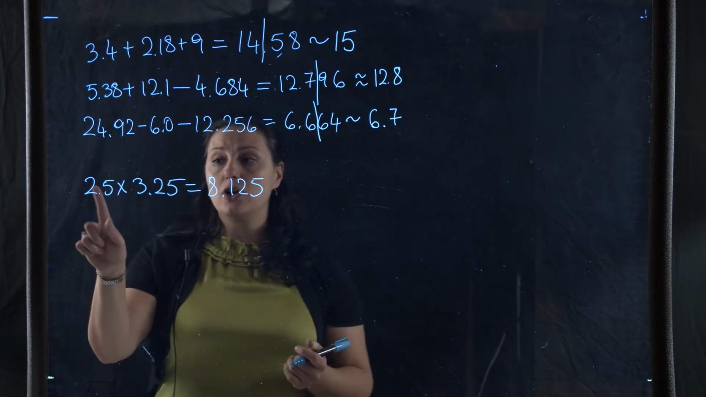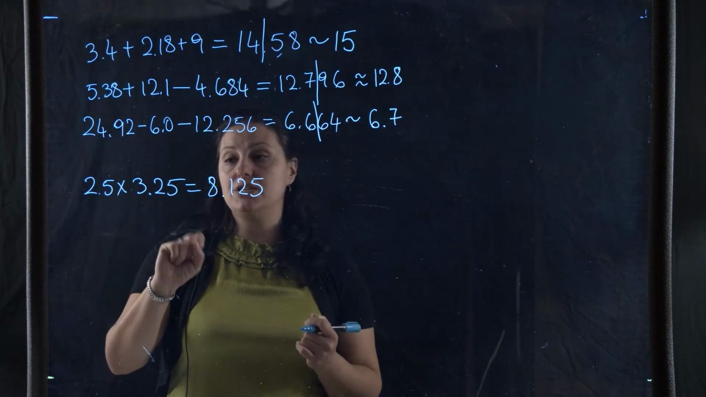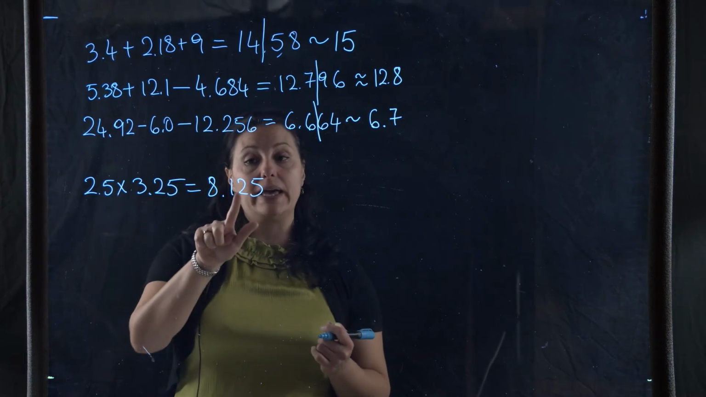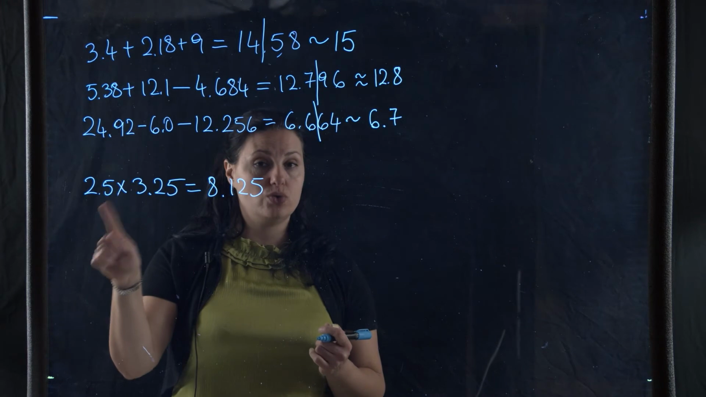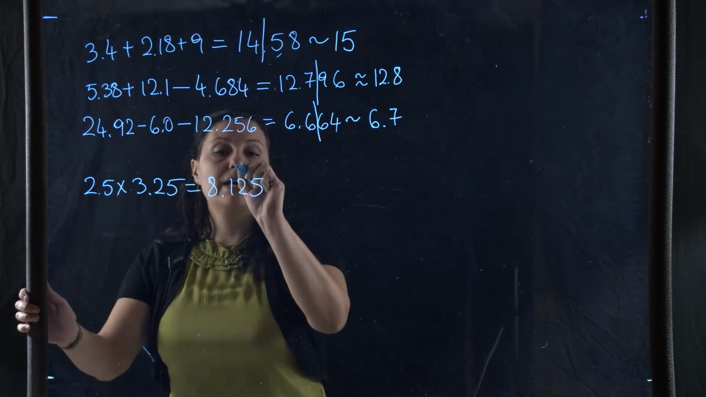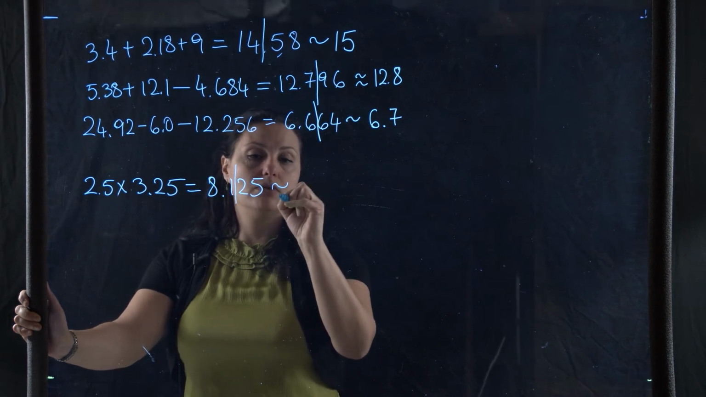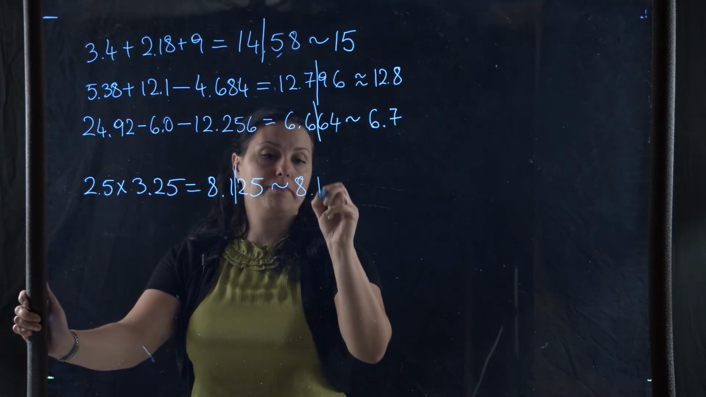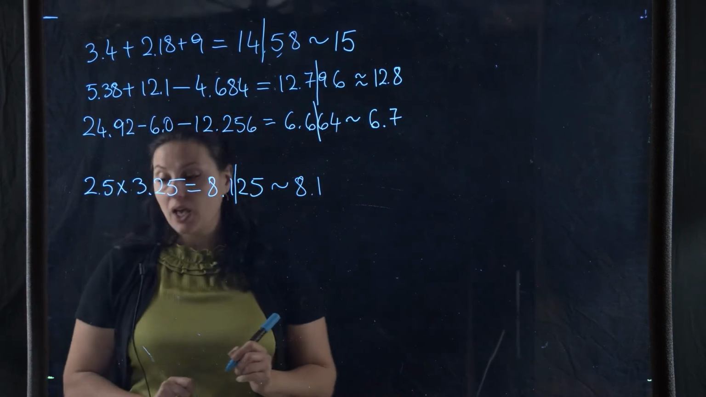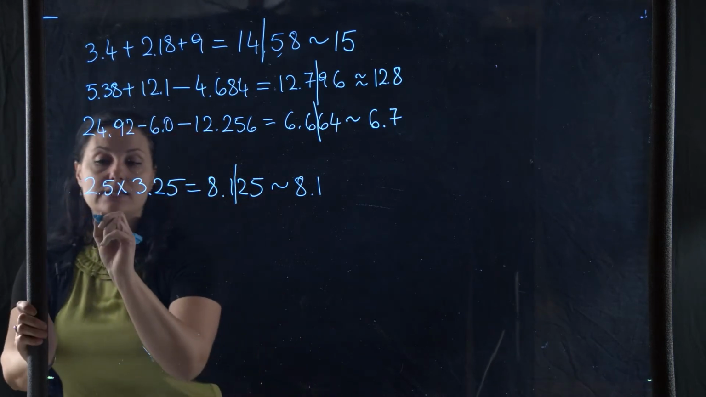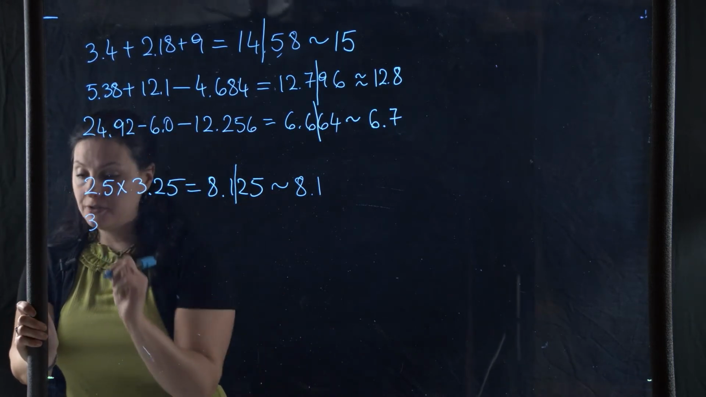So for this here, this number has 2 significant digits. This number has 3. So my answer needs to have only 2 significant digits. So it will be cut off right here. And because this is a 2, I can round it to 8.1. And that should be my answer. Now let's look at the next number.